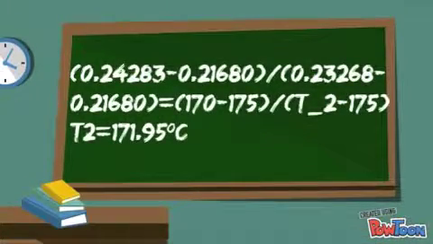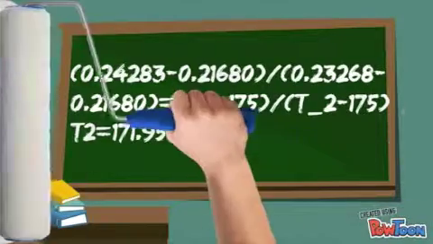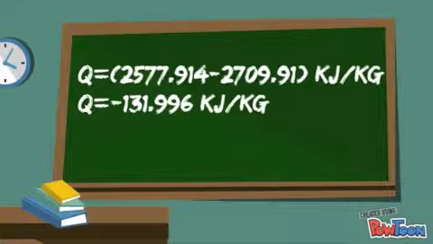By linear interpolation, from table B.1.1, temperature will be 171.95 degrees Celsius. From the FLT equation, delta U equals Q, and substituting the values, specific heat will be negative 131.996 kilojoule per kilogram.